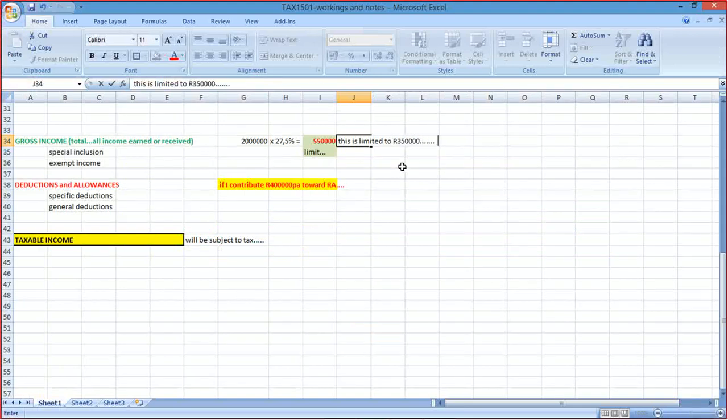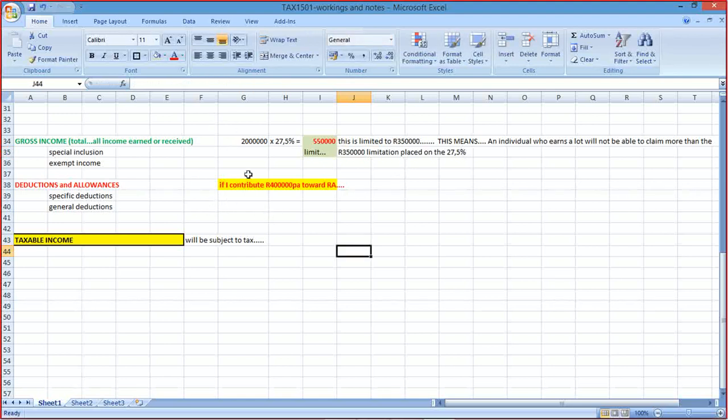So what does that mean? Well, this means an individual who earns a lot will not be able to claim more than the 350,000 Rand limitation placed on the 27.5% calculation. Does that make sense? Yes.